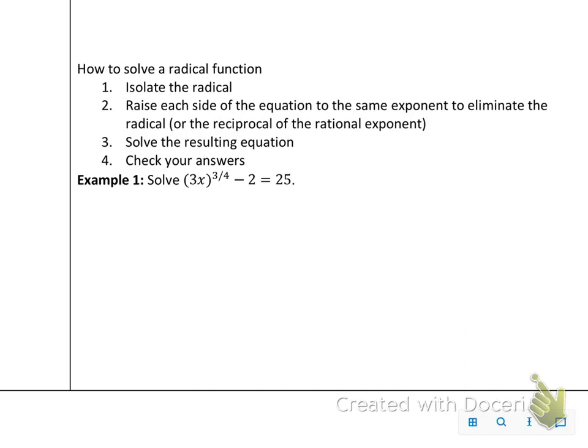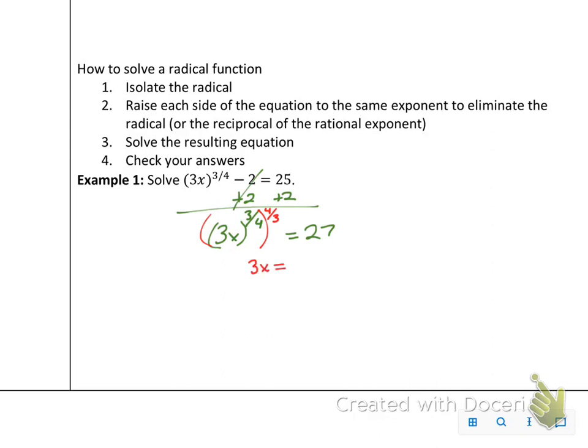So we need to get rid of this 2 first. So let's add 2 to both sides. That means we have 3x to the 3/4 equaling 27. Now to get rid of a rational exponent, you raise it, because remember an exponent to an exponent is multiplying the exponents. But you raise it to its reciprocal. So 3/4 would change to 4/3. And the reason we do that is because if you multiply 3/4 by 4/3, you end up with 1. So that ends up going away.